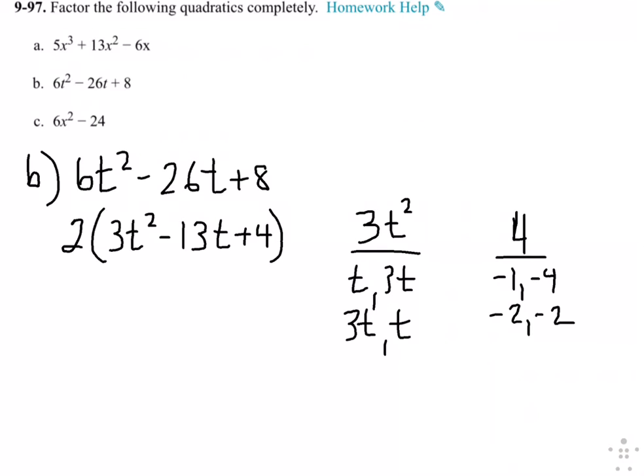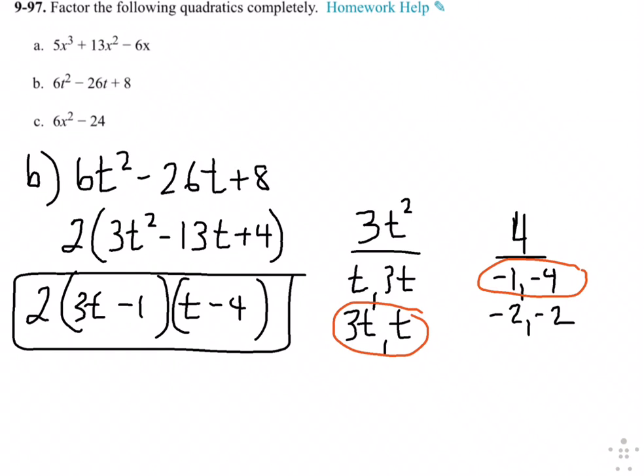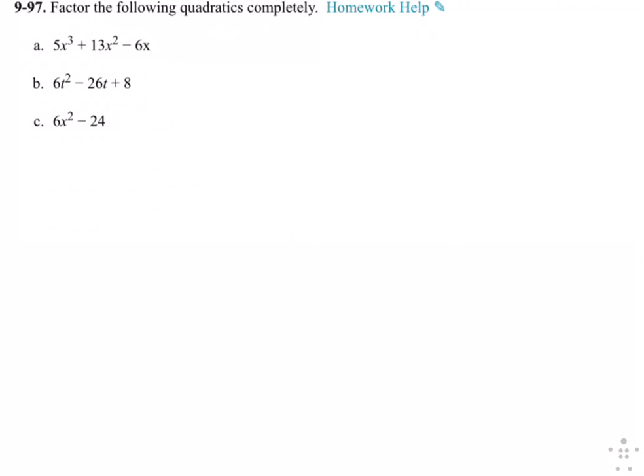And now we're looking for outers times inners, the sum of those that gives me negative 13. So pretty quickly, you should see that the outers here would be negative 12t. The inner is negative 1t, and the total of that is negative 13t. So I still have my 2, and I'm left with 3t and t and negative 1 and negative 4. And it's fully factored.